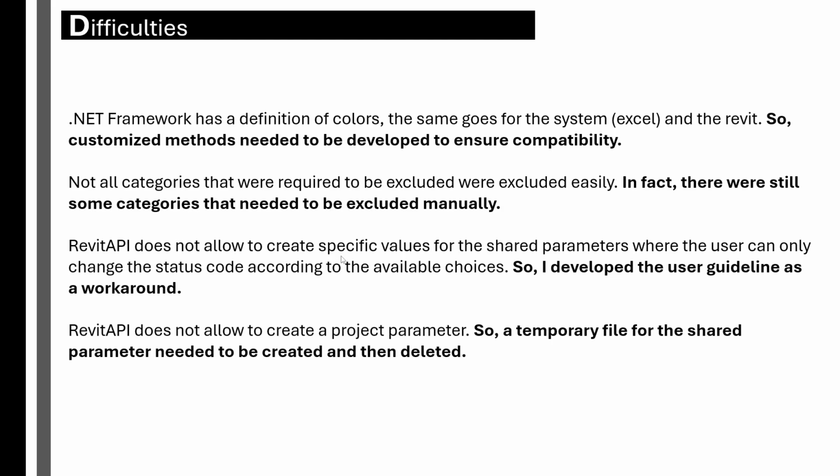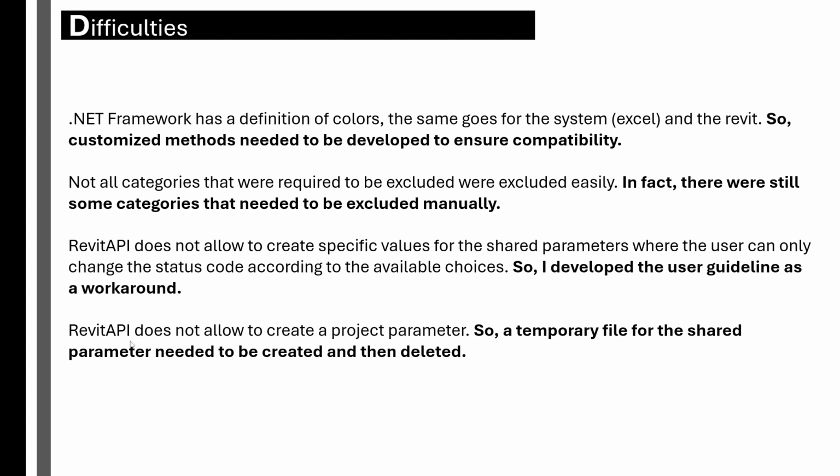The Revit API does not allow creating specific values for the shared parameters in the form of a drop list. So I cannot ensure that there are only these 5 or 6 or 7 status codes that the user should and can change between. However, I developed a user guideline as a workaround, but I think this point, if it's truly like this, because I've searched a lot for it, should be developed in the next versions of the Revit APIs.